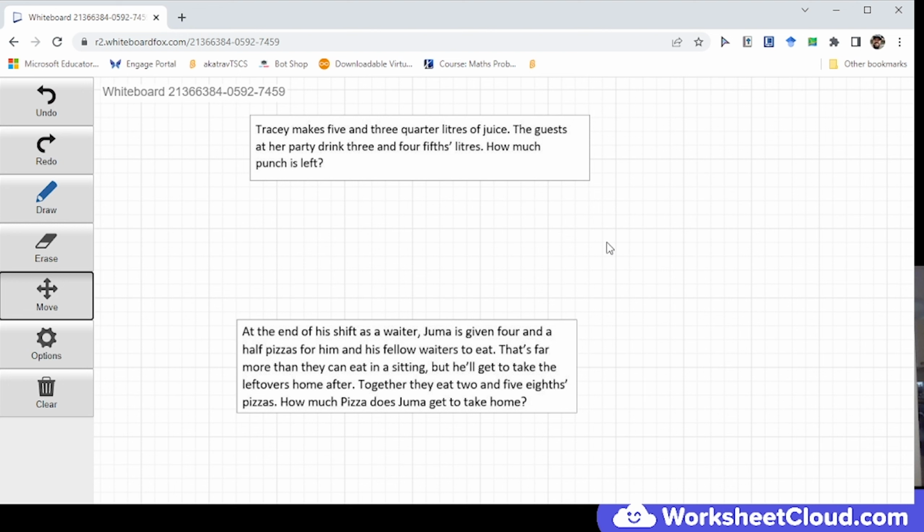All right. It's a word problem, so we have to have a number sentence first. Tracy makes 5 3/4 liters of juice or punch, whatever it is. So 5 3/4 liters. At her party, the guests drink 3 4/5 liters. So that's going to be minus 3 4/5. All right, there's our number sentence. Now we do our workings.